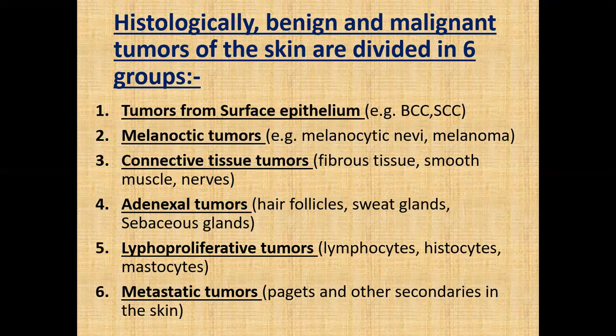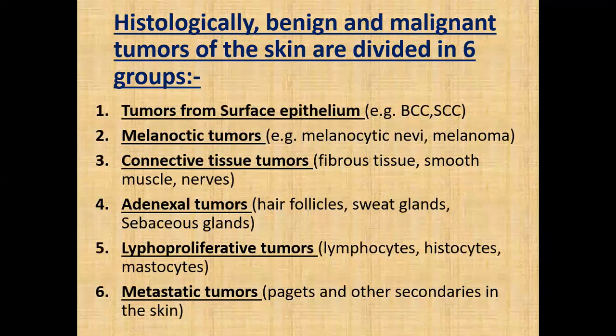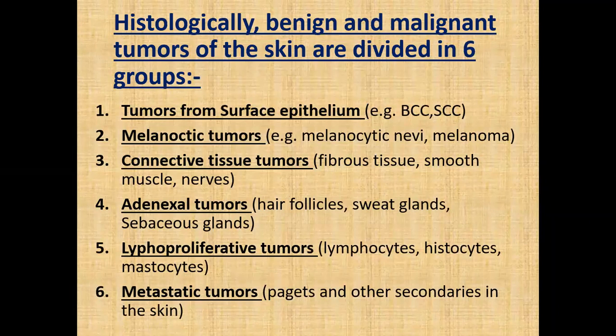Then the second type of skin lesions which we encounter normally are melanocytic tumors. These can be benign melanocytic nevi. The most commonly, the tumor which you will encounter in your exam is an intradermal nevus. There can be a compound nevus or a junctional nevus, and rarely you may encounter a melanoma.